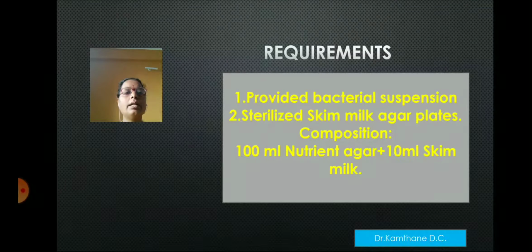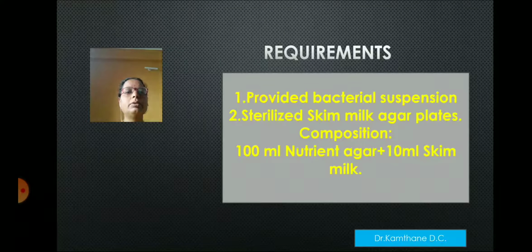It is plugged with cotton and wrapped with paper, and this is allowed for sterilization. Autoclaving is done at 10 lbs pressure for 40 minutes, and after this pour 15 ml of the skim milk agar into sterilized plates so as to prepare the skim milk agar plates.